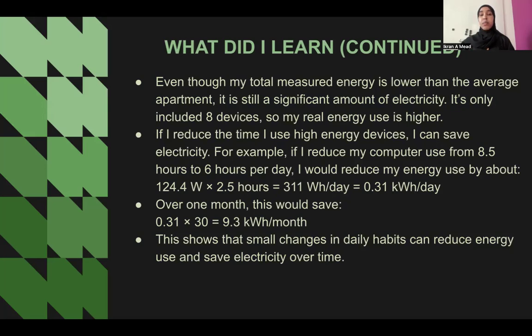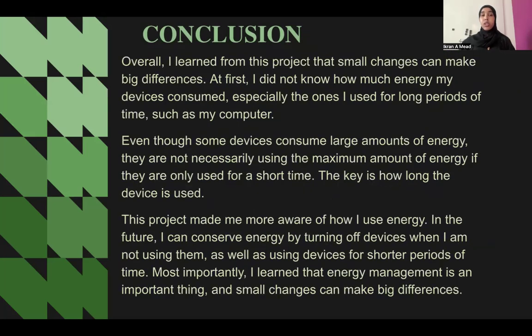124.4 watts times 2.5 hours equals 311 watt hours per day, equals 0.31 kilowatt hours per day. Over 1 month, this would save 0.31 times 30 equals 9.3 kilowatt hours per month. This shows that small changes in daily habits can reduce energy use and save electricity over time. In conclusion, overall, I learned from this project that small changes can make a big difference.